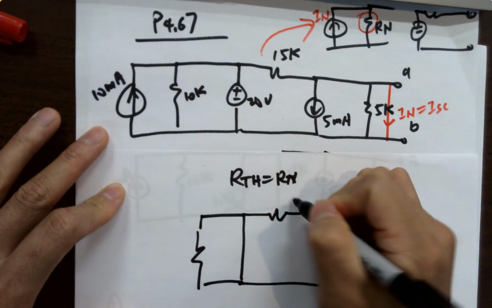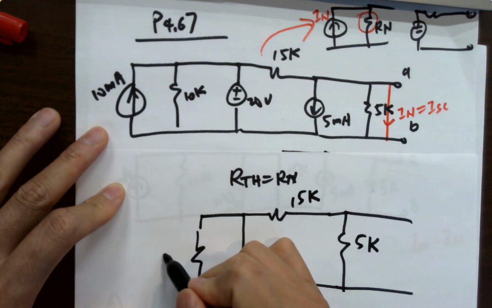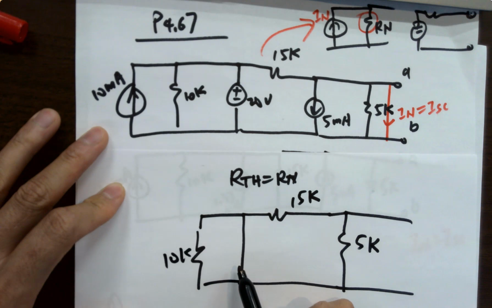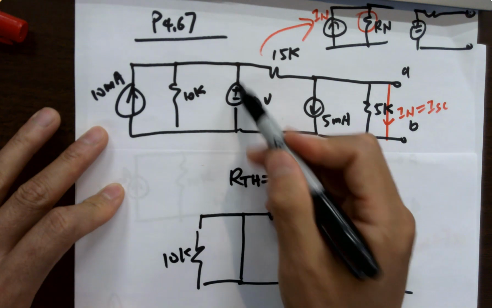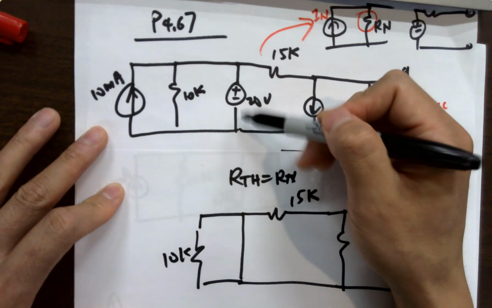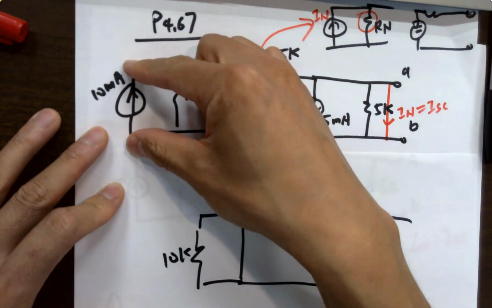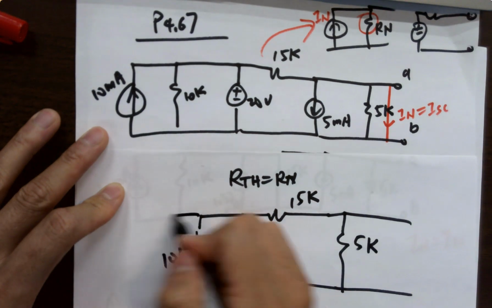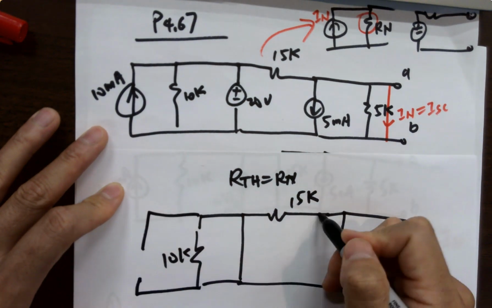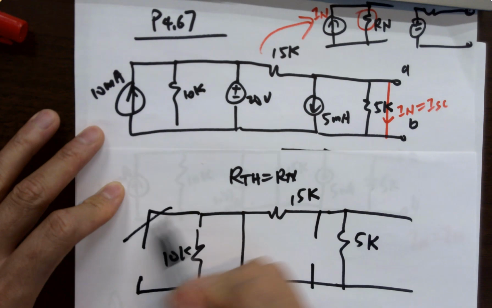5K, 15K, 10K doesn't matter because it's getting shorted. Why? Because the ideal source has zero internal resistance. So replace this one by a wire and replace this one by a disconnected circuit. So this is gone. This guy is gone, right? It's gone. And this current source is gone as well.